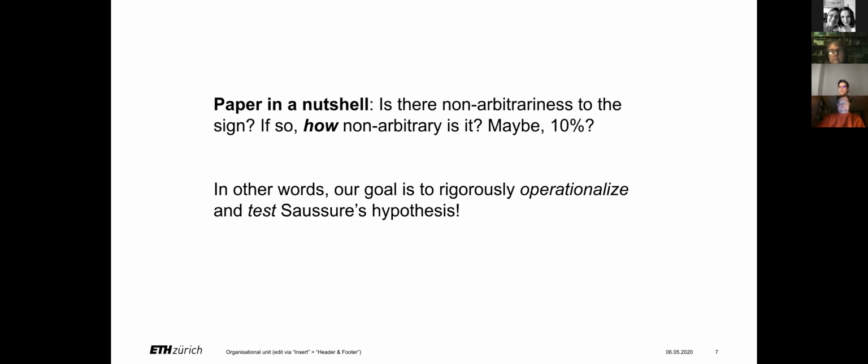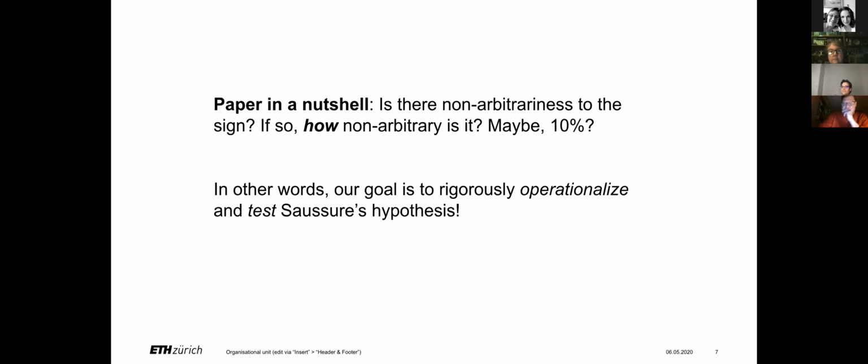But maybe there's some other sort of non-arbitrariness. Saussure put forward that the sign was completely arbitrary, but we're asking a more nuanced question. We're asking, how arbitrary is it, and how can we measure that? To what extent is there a predictable relationship between the form of a word in a language and its meaning? And we suspect it's not a lot. The reason you should suspect it's not a lot is because when you're learning a new language, you still have to memorize the words.